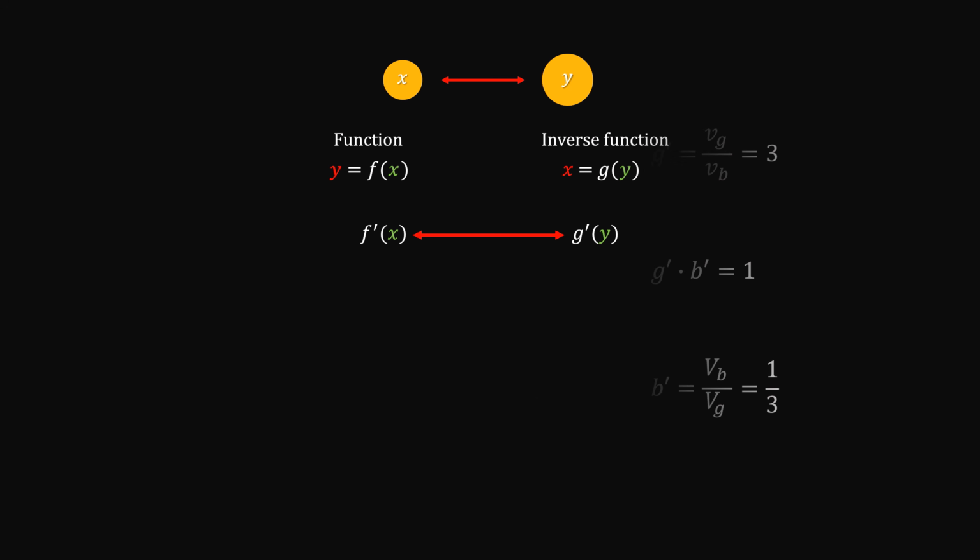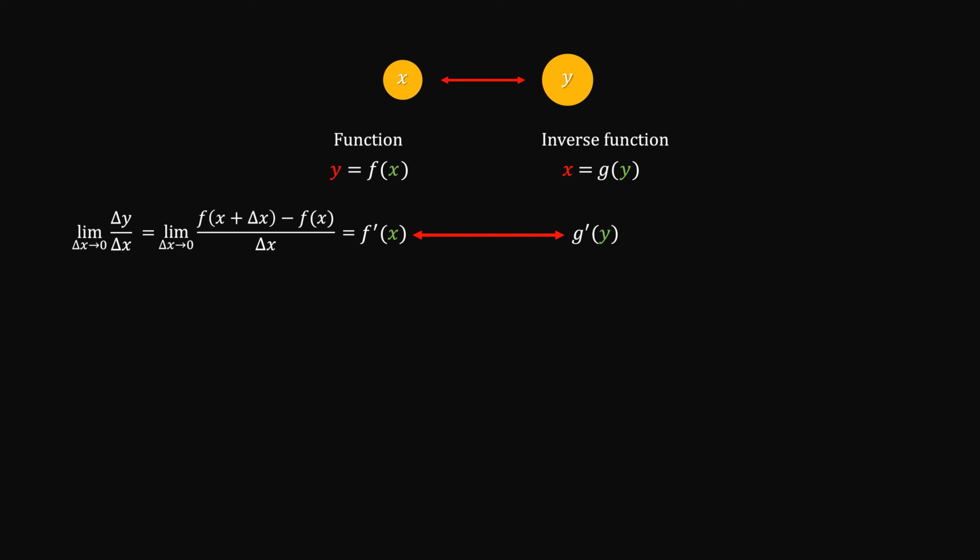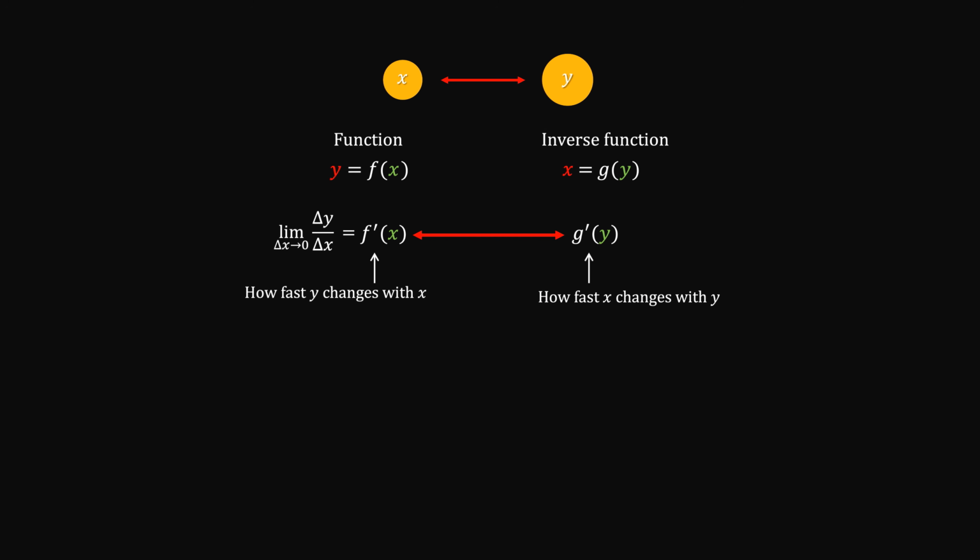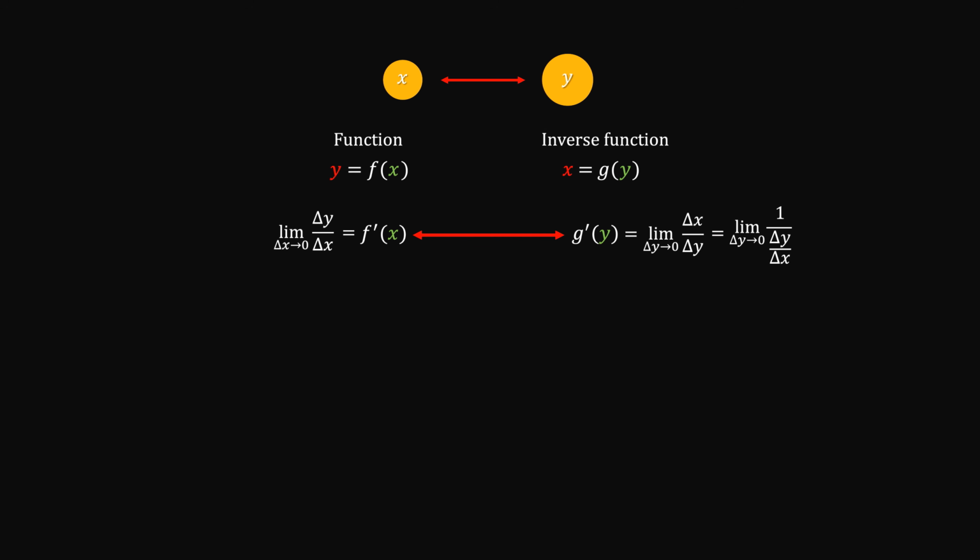Now let's see how the math works. This is how we get the derivative for f. But don't forget its meaning. It's the limiting ratio of the two changes telling us how fast y changes with x. Similarly, the derivative of the inverse tells us how fast x changes with y. It's the limiting ratio of the inverse. It can be written as the inverse of delta y over delta x.